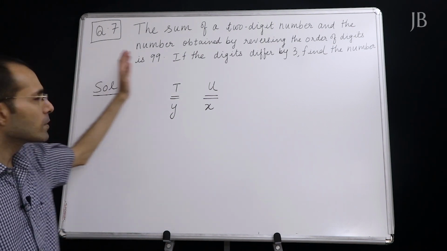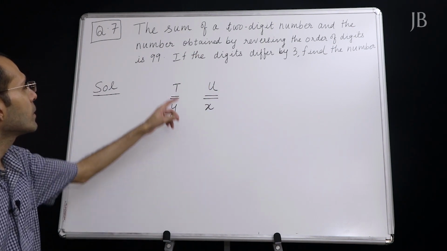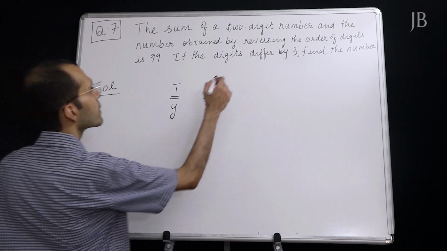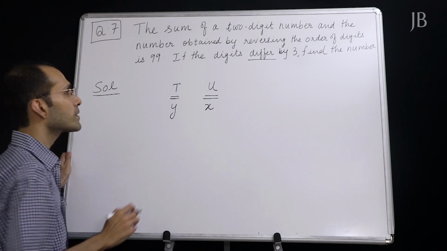Okay. Read the full sum. Don't be in a hurry to frame the equation. If the digits differ by 3, differ, and there is a problem.